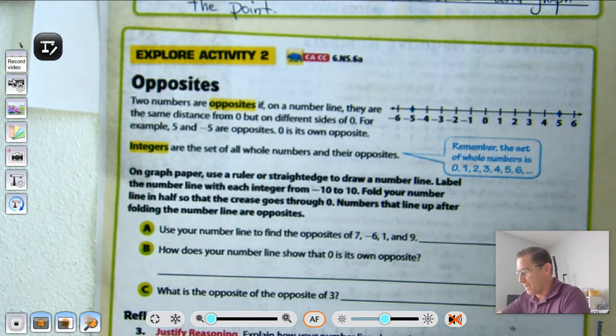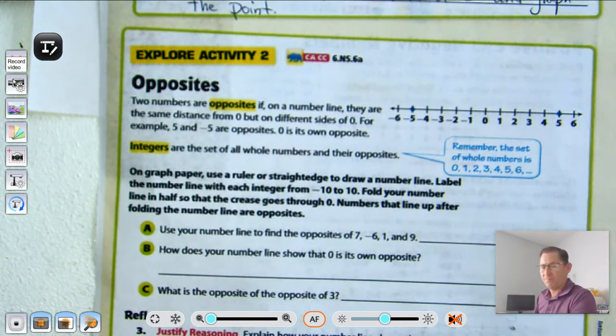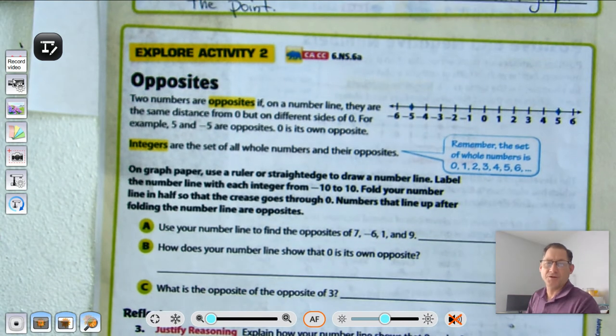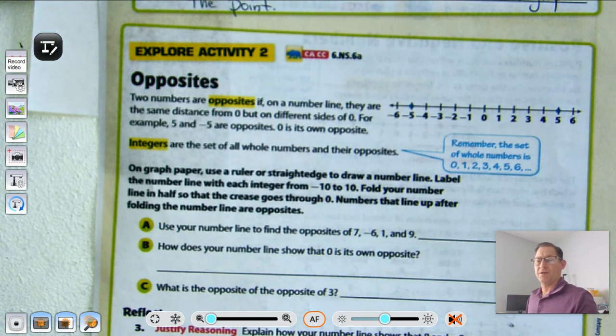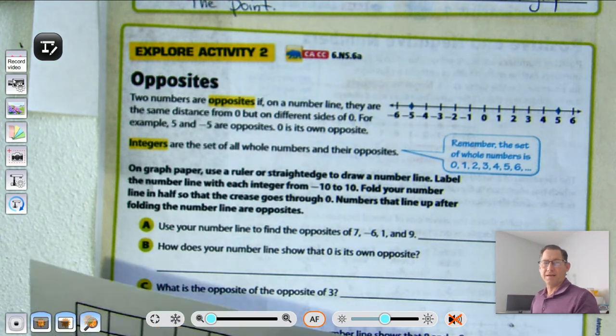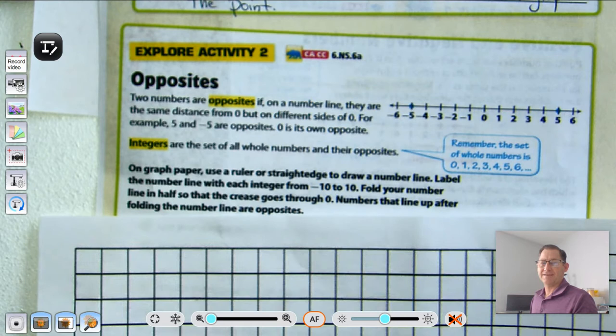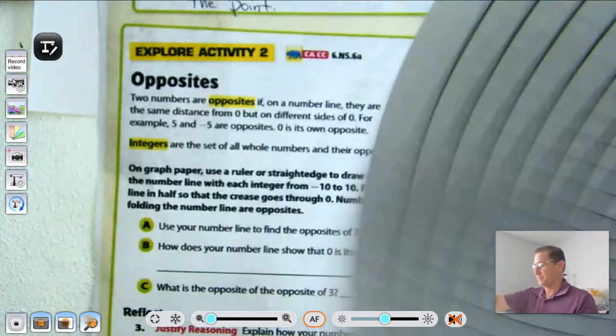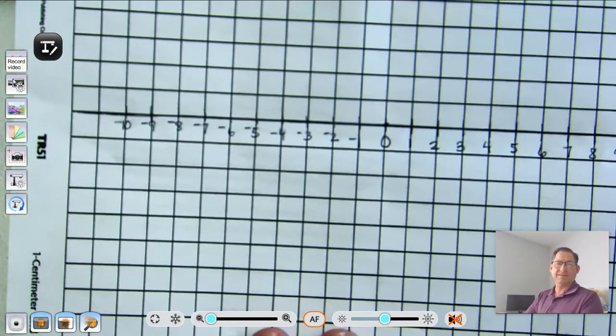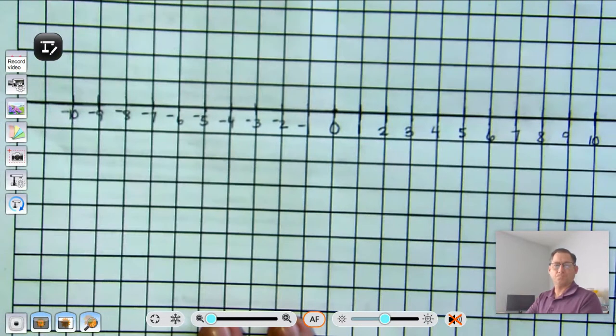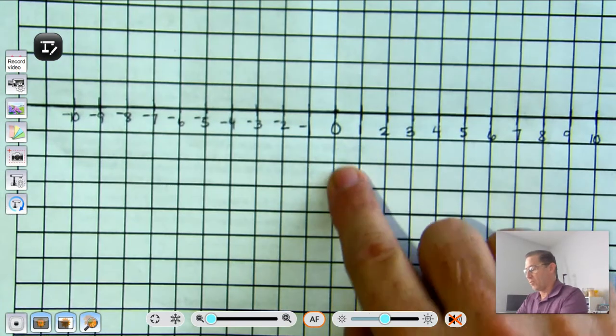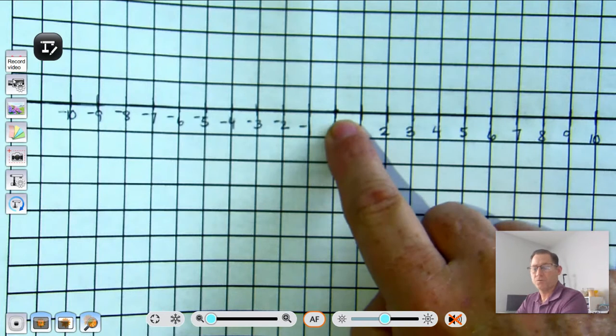All right, now for this activity, you're going to need graph paper, and you can use a ruler or a straight edge to draw a number line. We're going to label the number line with each integer from -10 to 0. Okay, so something like this. Okay, and then we're going to fold so that the crease goes through 0.